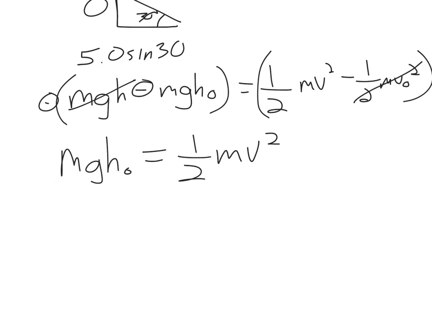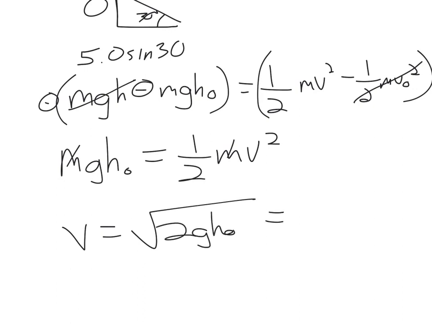So without friction, mass cancels, and I am looking for final velocity. So final velocity will be the square root of 2gh naught. And we just figured the h naught, that's the square root of 2 times the 9.8 meters per second squared times the 2.5 meters. So let's do that in the calculator. Square root of 2 times 9.8 times 2.5.